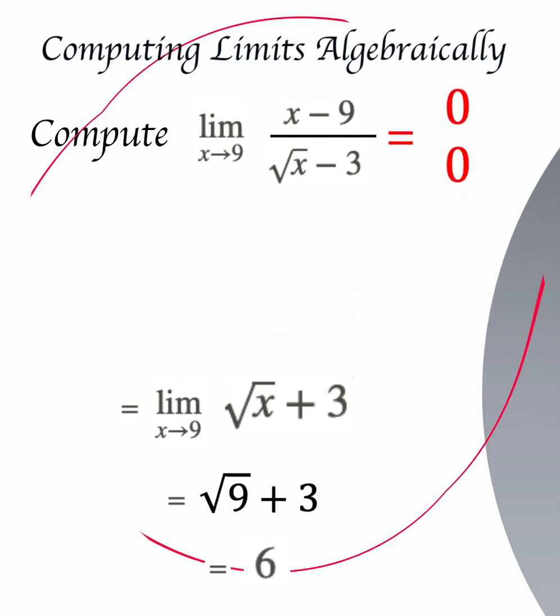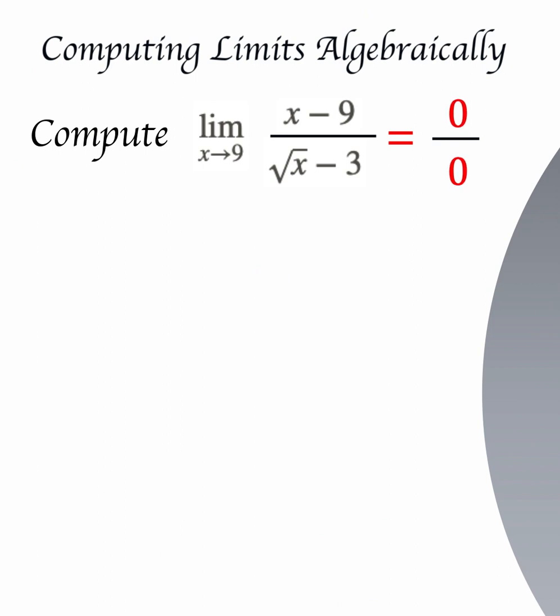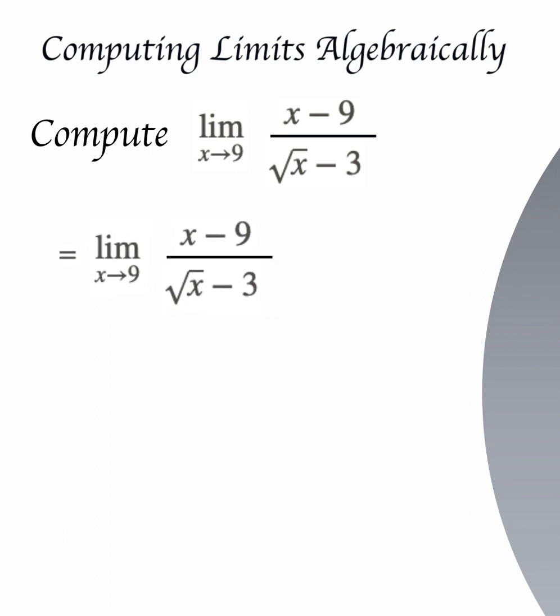If you don't know it, after you substitute x by the value and you get 0 over 0, then you have to eliminate the factor that makes the numerator and denominator 0. So what do we do here? We look at the term that contains the radical and we multiply the numerator and denominator by the conjugate. Like here we have radical x minus 3, multiply up and down by the conjugate of radical x minus 3. So we write the limit as x approaches 9 of (x minus 9) over (radical x minus 3) multiplied by (radical x plus 3) over (radical x plus 3).